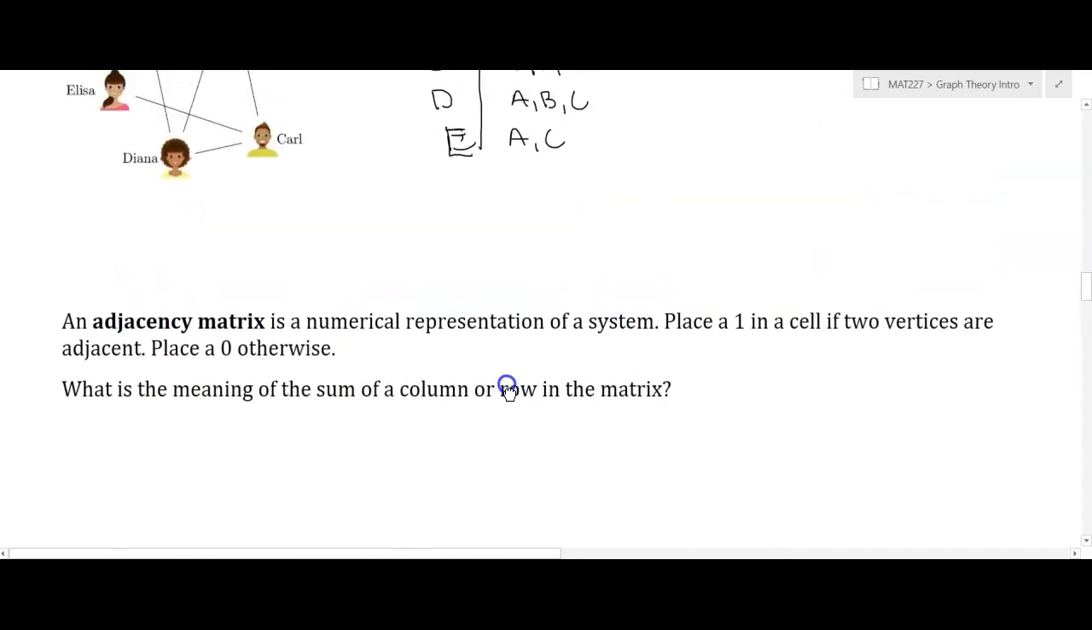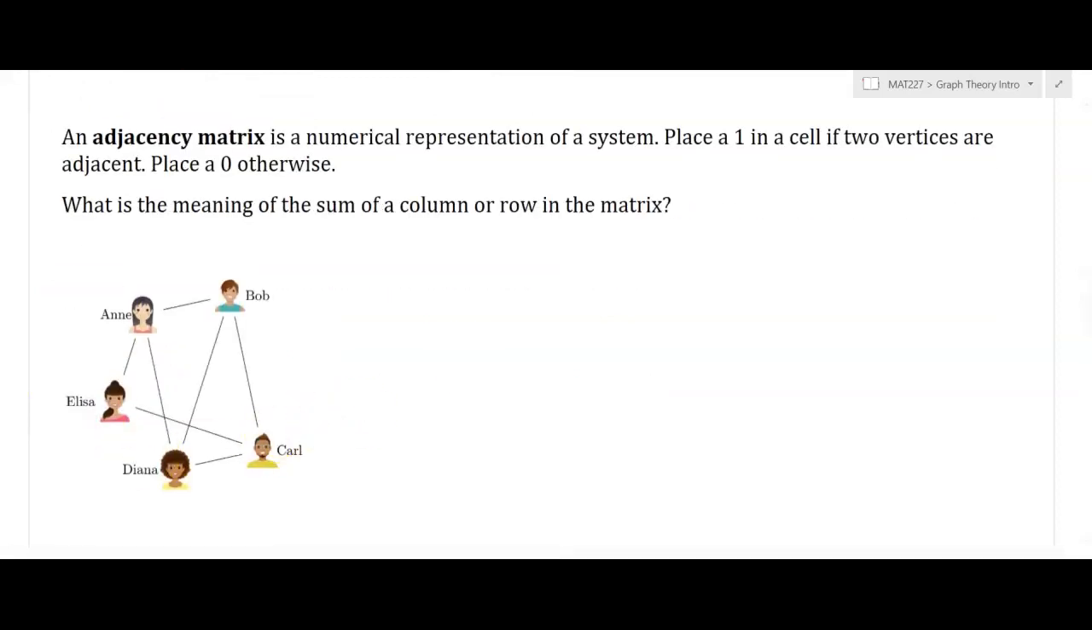Now, an adjacency matrix is also a way to list relationships. And here's the process. You're going to make a matrix, and you're going to place a 1 in a cell if two vertices are adjacent, and place a 0 otherwise, and then we'll answer a question about what other things we can gauge from this. So here's our graph again, and a matrix is going to look like this. The matrix is just something you might think of as an array in computer programming. And what we do is we list a row for each of the vertices, and we also list a column for each of the vertices.